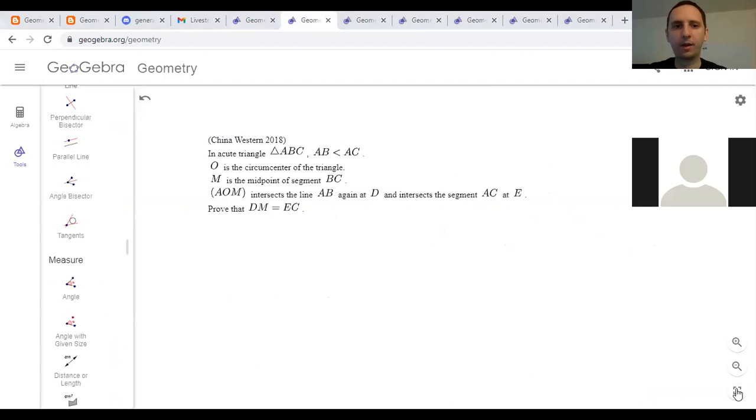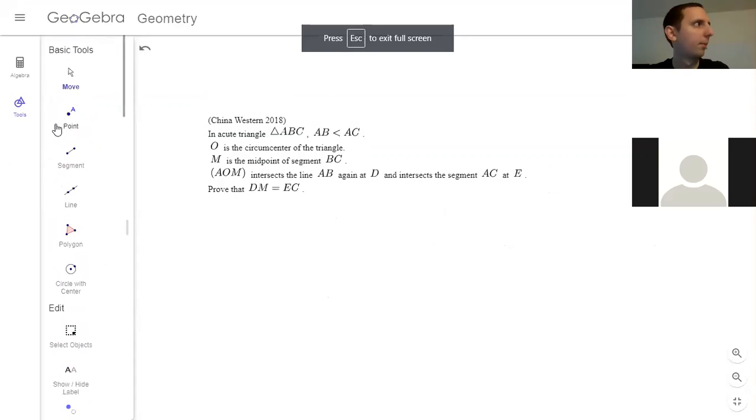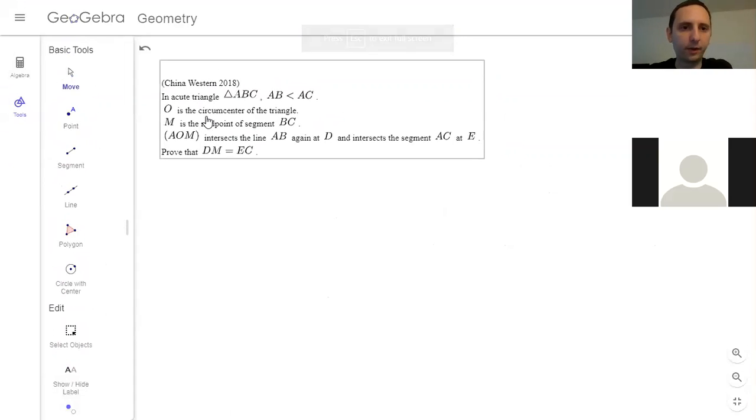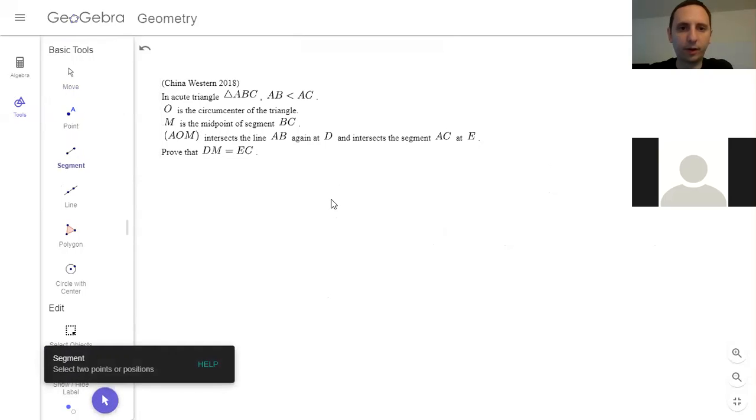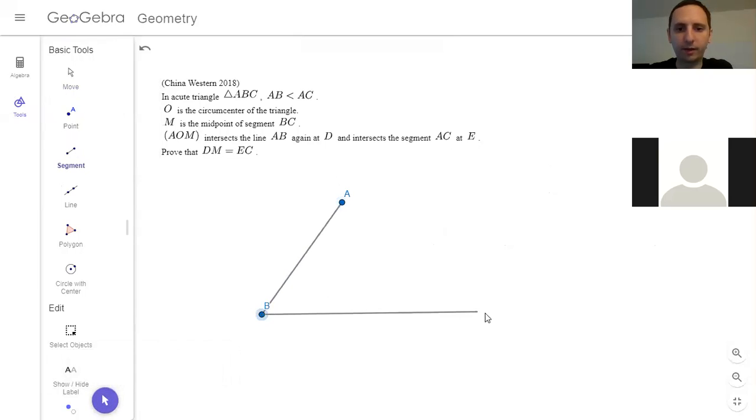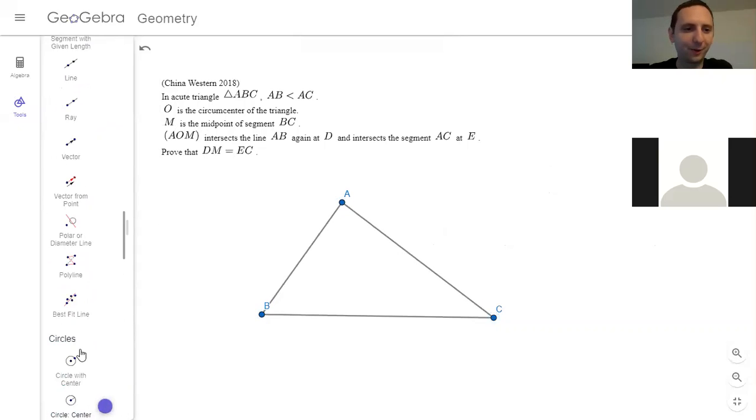All right, here's the second problem, which looks probably easier. In triangle ABC, again, we have AB is less than AC. O is the circumcenter. Let's see how quick we can do this one.